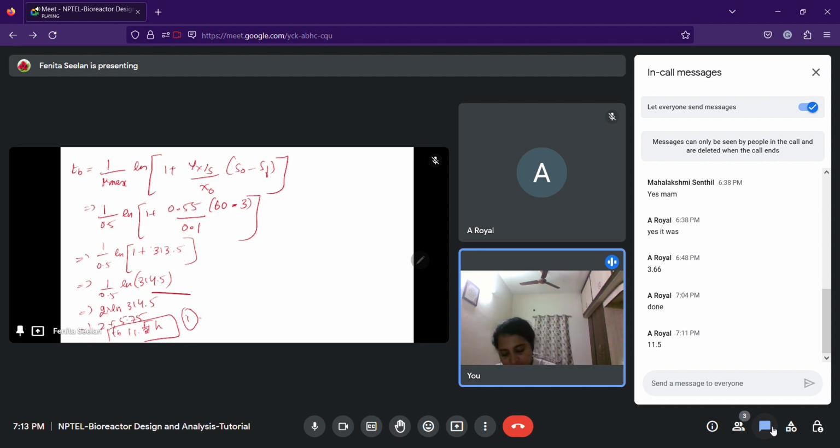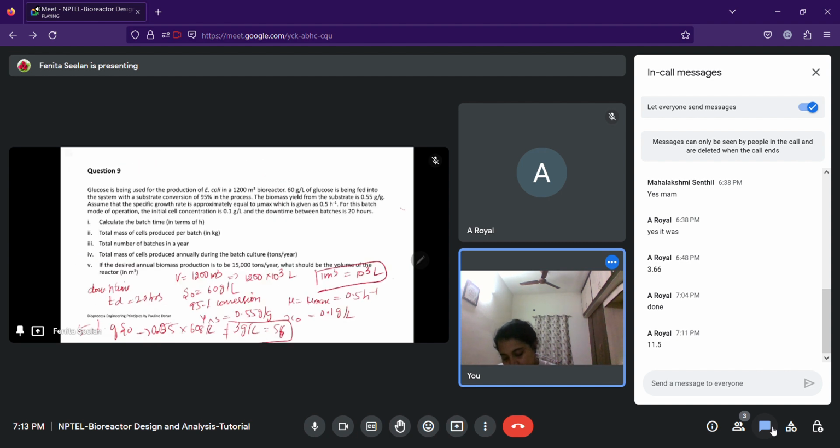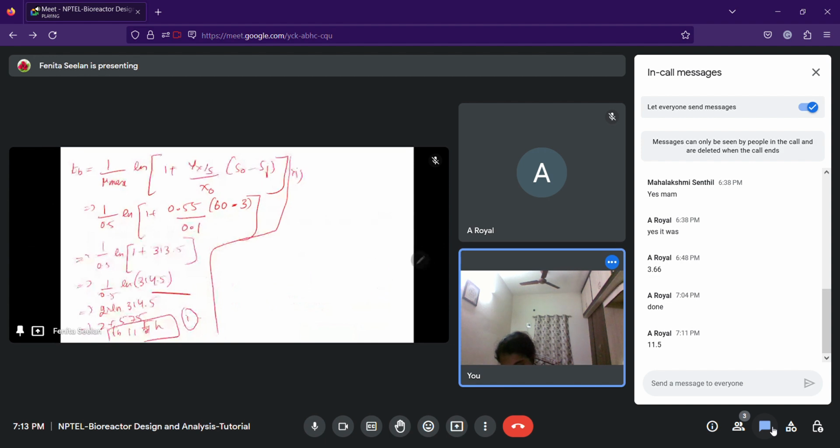So now we will do the next part, which is the total mass of cells produced per batch. Here mass is asked, not the concentration. Let's start calculating that. In our previous problem we saw how to calculate mass. So the final total mass is necessary: X naught e to the power of mu max into TB.